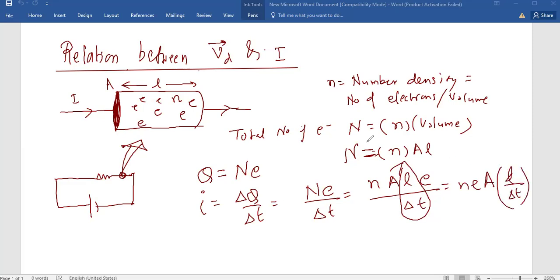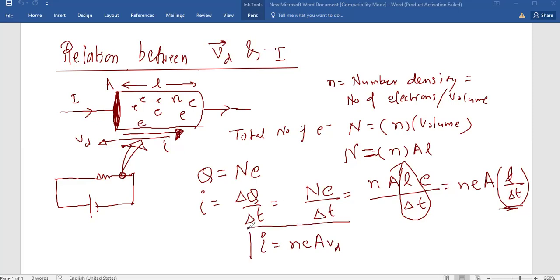So what is L by delta T? It is the average velocity with which all the electrons are moving towards the positive plate. So if this is the current, then drift velocity direction will be opposite. So instead of L by delta T, we can take drift velocity. So current is equal to nEA times drift velocity.